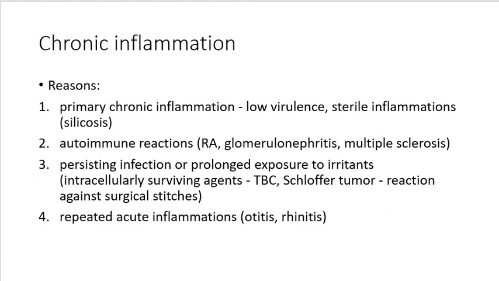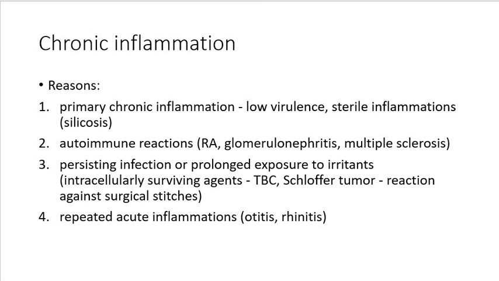So moving on to chronic inflammation. Does chronic inflammation always happen after acute? Not necessarily. There can be different reasons why there is chronic inflammation. We can have a primary chronic inflammation. From the very beginning, it is chronic. There is no way this could have been acutely resolved, basically. This is when the infective agent is of low virulence. It can survive longer in you. Or there are sterile inflammations, for example, silicosis. Or it can be an autoimmune reaction, like rheumatoid arthritis, glomerulonephritis, multiple sclerosis.